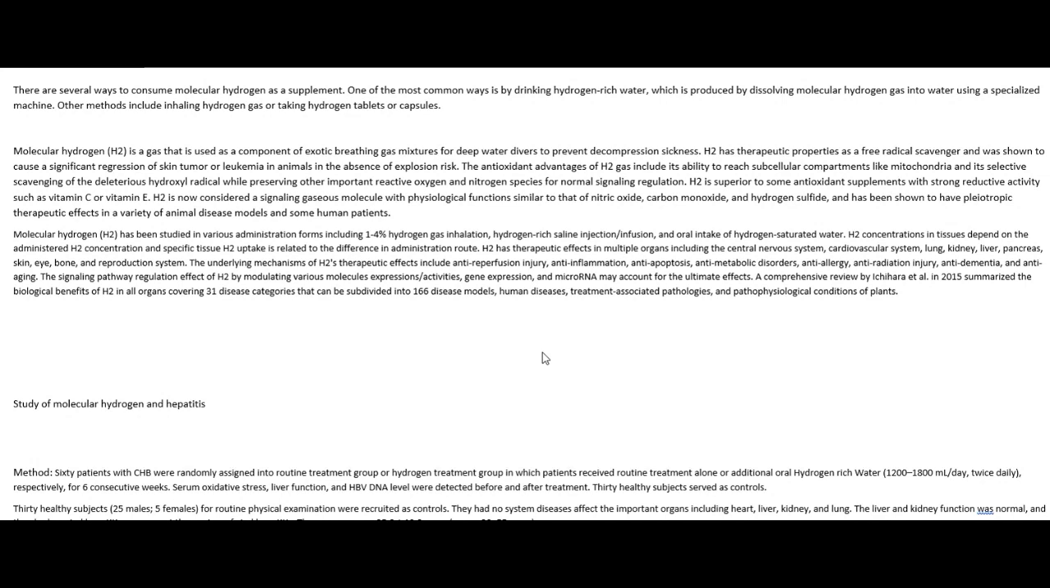The underlying mechanisms of H2 therapeutic effects include anti-reperfusion injury, anti-inflammation, anti-apoptosis, anti-metabolic disorders, anti-allergy, anti-radiation injury, anti-dementia, anti-aging. The signaling pathway regulation effect of H2 works by modulating various molecules, expressions, and activities. Gene expression and microRNA might account for the ultimate effects.